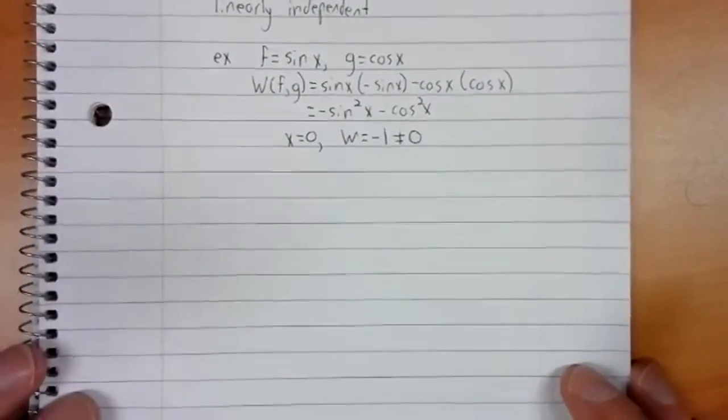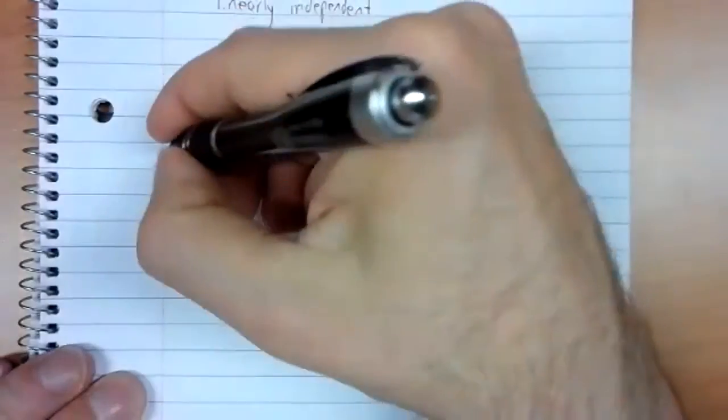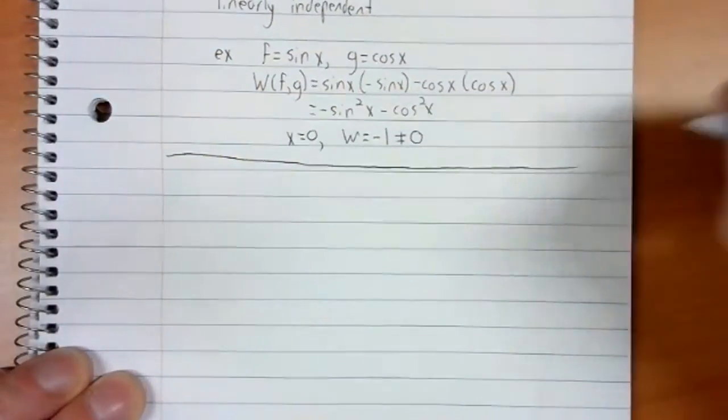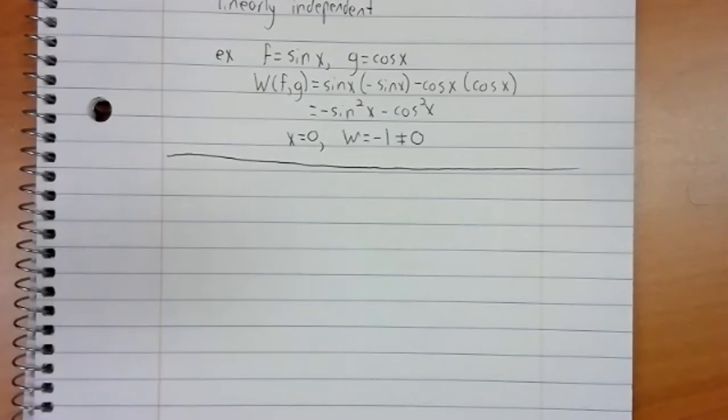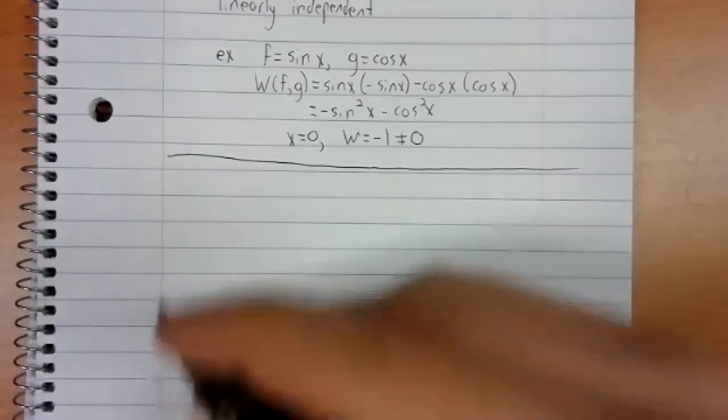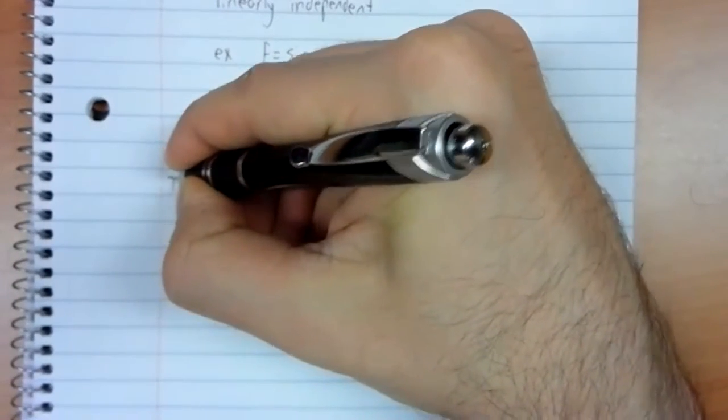What if the Wronskian is always 0? That doesn't have to mean that f and g are dependent. The converse of the theorem we looked at is not true in general. However, in our setting, it does.